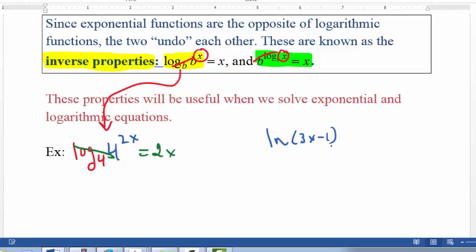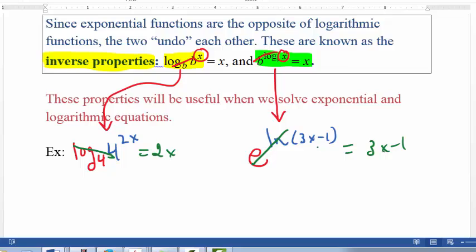On the other hand, say you had the ln of 3x minus 1. We took that and then exponentiated it using base e, and we have e to the ln of 3x minus 1. This resembles that statement there. Remember, ln is just log base e. So here we have inverses of each other. They cancel each other out, and we end up with 3x minus 1. You can see how these are going to be useful when we solve equations.